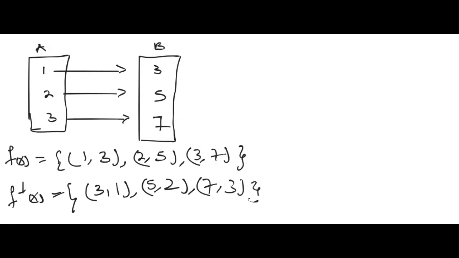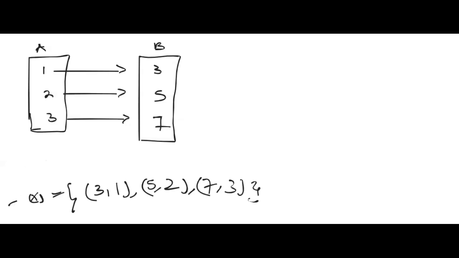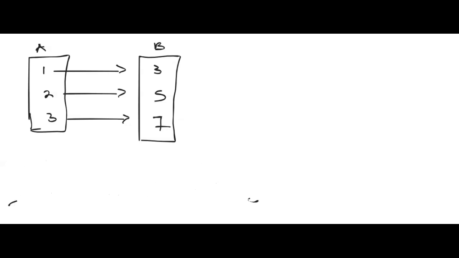It is very important that the original function is 1 to 1 in order for you to get an inverse of that function. If the original function is not 1 to 1, then you cannot get the inverse function. And I want to briefly explain that.